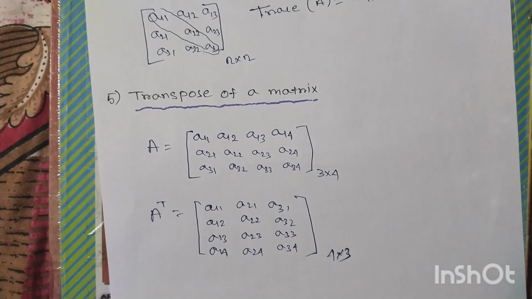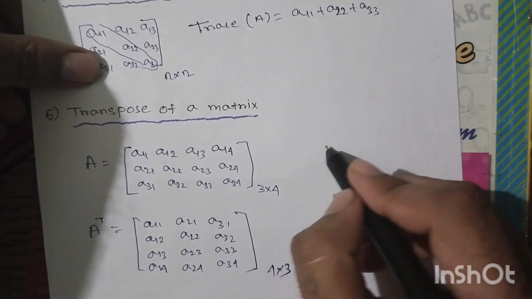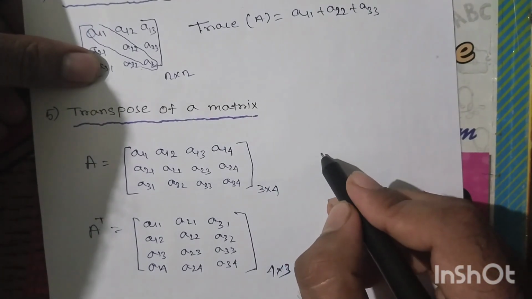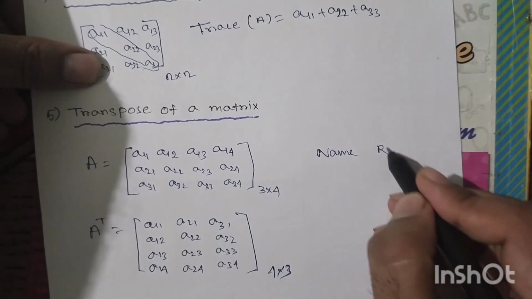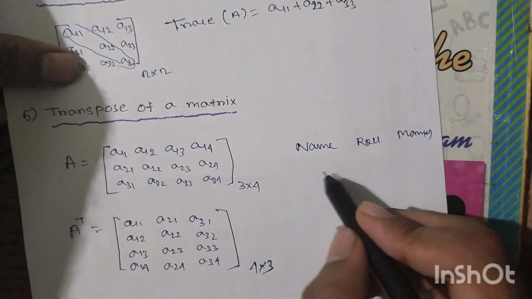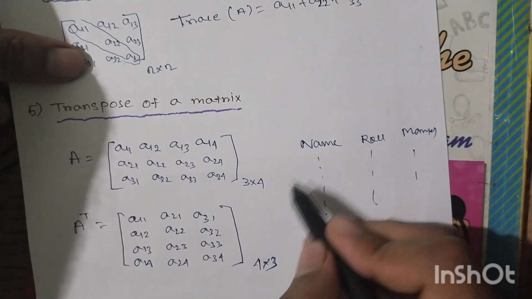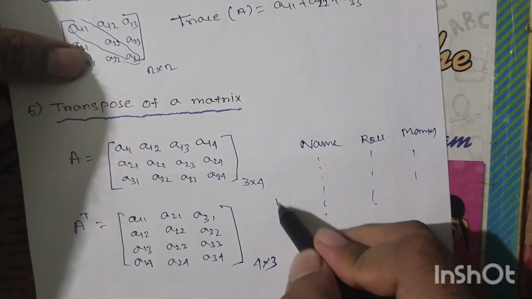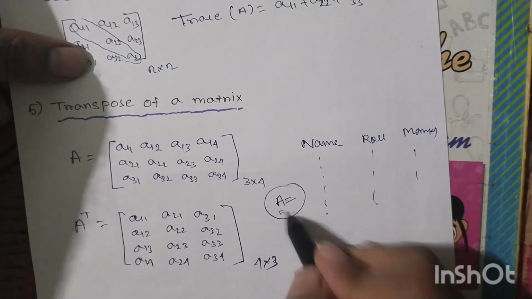So the transpose of a matrix is an easy process to calculate. Now observe how transpose works in table format. I already gave the example of a table with name, roll number and marks. Here are some names, some roll numbers, some marks. I already told you that it becomes a matrix. Observe that A is a matrix.